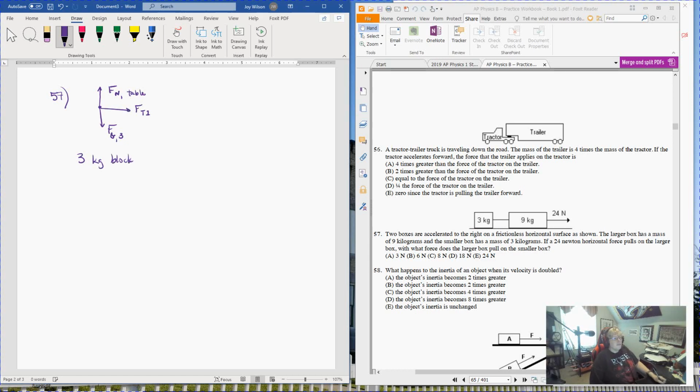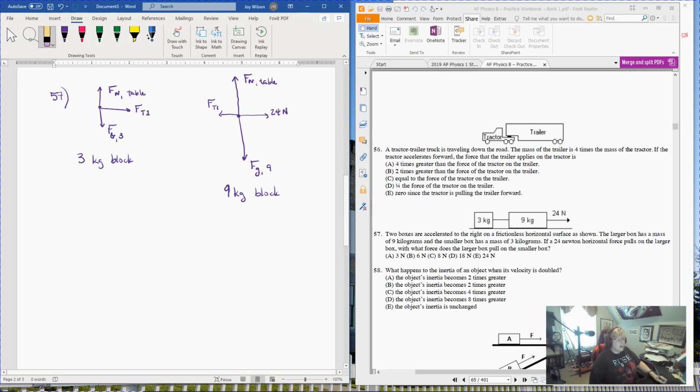Okay, and like I said, feel free to pause anywhere you need to. So let's show this one. Since this is a bigger object, it's going to have larger force of gravity. This is the 9 kilogram block, and it has a force tension 1 to the right, and 24 newtons to the left.